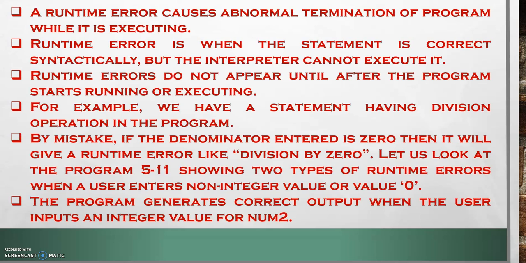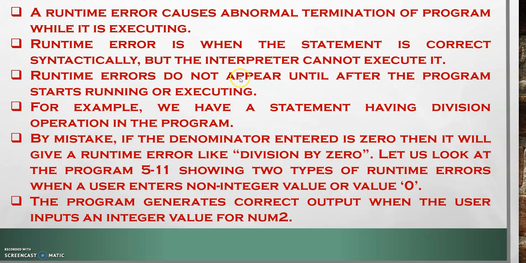A runtime error causes abnormal termination of a program while it is executing. We have written a program and we are running it. While it is executing, just before the output is displayed, it stops. It causes an abnormal termination. Termination means stopping. A runtime error is when the statement is correct syntactically, but the interpreter cannot execute it. That is to say, the syntax is correct, it is written in the proper methodology, but yet it cannot be executed.